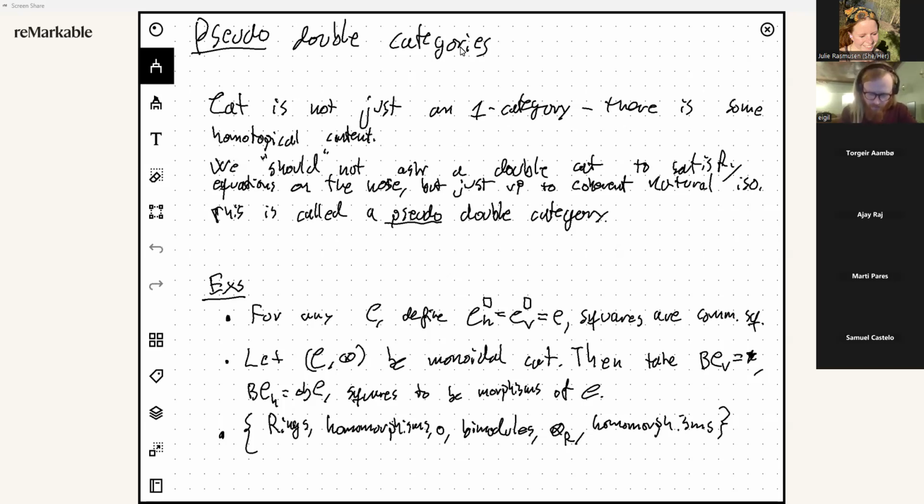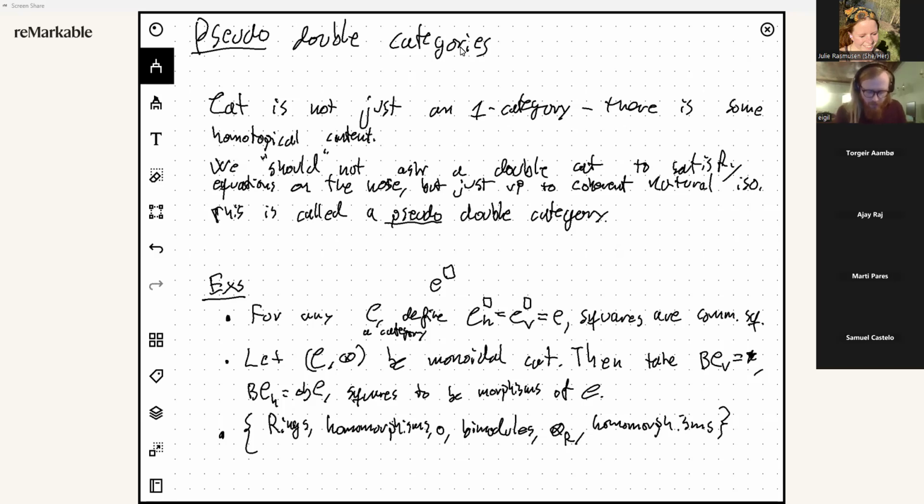So if you have C, a category, then you can define a double category called C box, where the horizontal and vertical categories are both equal to C. And a square is a commutative square in C. So every boundary either has a single element in the set of squares, or the empty set.